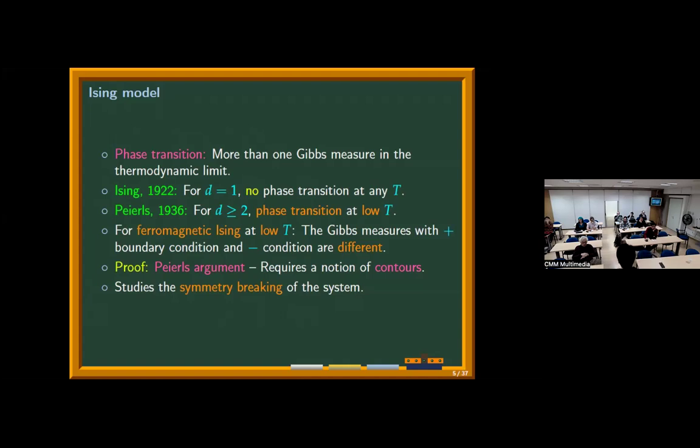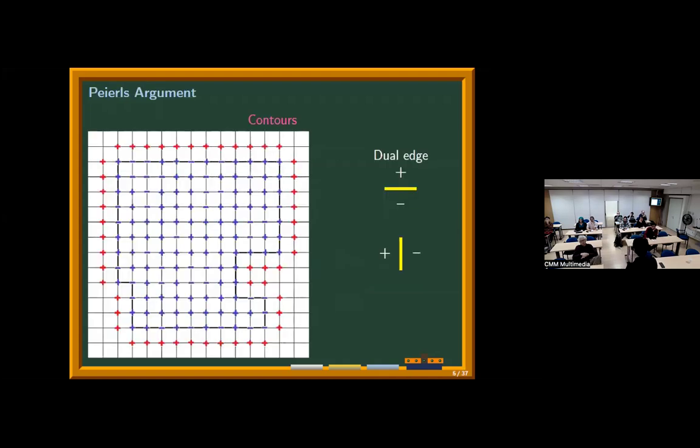So let's recall contours for the one-dimensional Ising model. Here I'm going to give this notion of contours. I'm considering here the red spins, the boundary condition all plus, and inside of this box, I'm just putting any configuration of plus and minus.